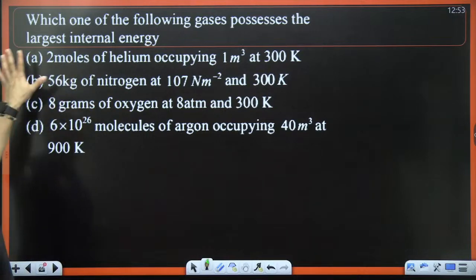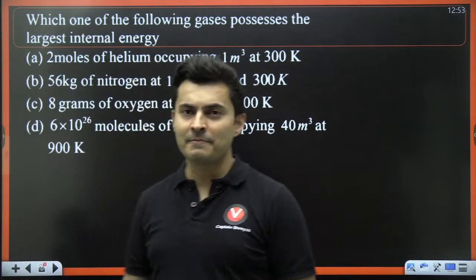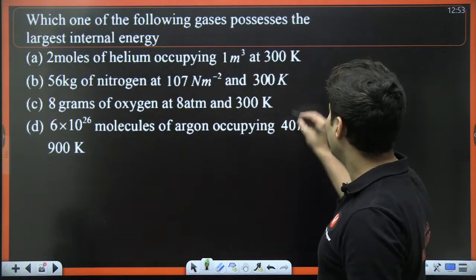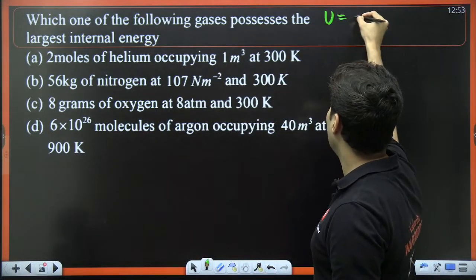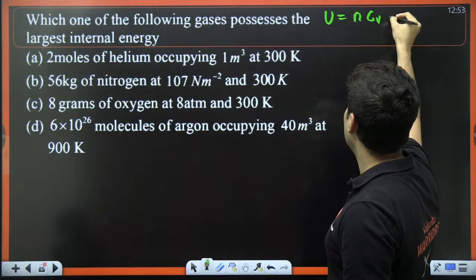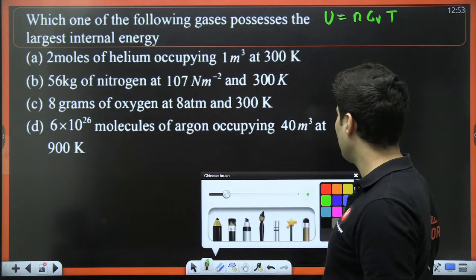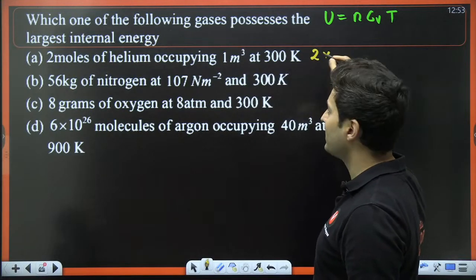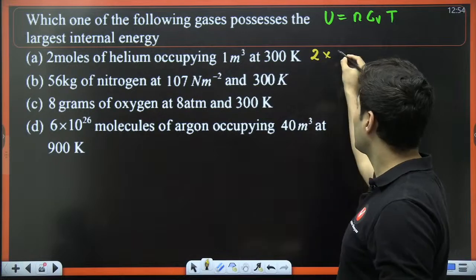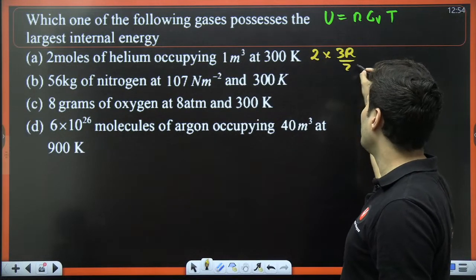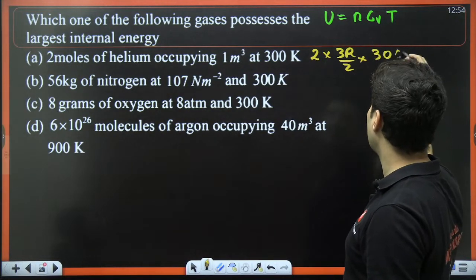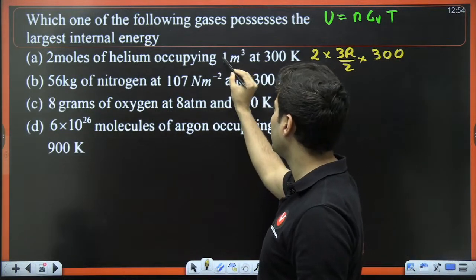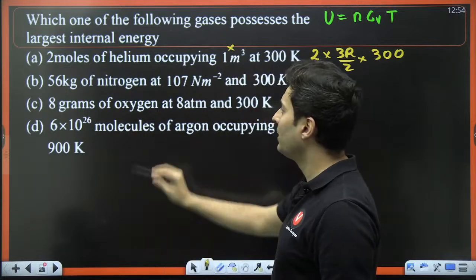Who has the largest internal energy? Okay, 2 moles of helium. The energy of a gas, standard formula: nCvT. Use that. 2 moles, so this is 2 into Cv. Helium is monoatomic, so it is 3R by 2 into temperature, which is 300 Kelvin. The volume has no role to play, so don't even bother about it.